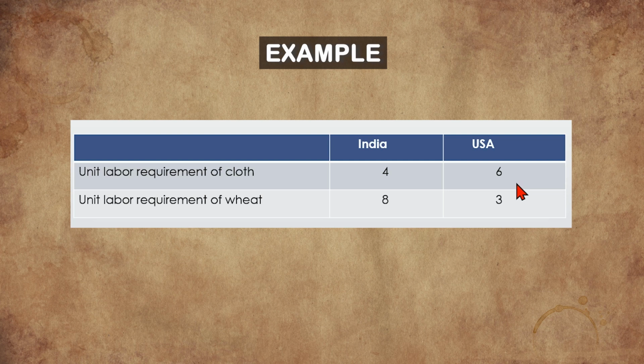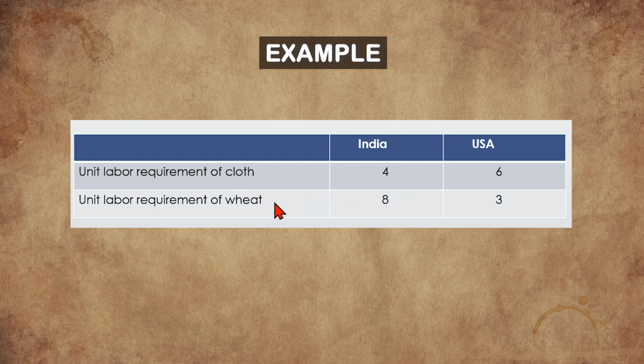So the requirement of labor in India is less than the requirement of labor in USA to produce the same amount of output, cloth. So comparing 4 and 6, since India requires less labor, it means India's labor is more productive. So here labor requirement is also a reflection of productivity. Less requirement means more productive. So from here what we can say is that India is relatively efficient in producing cloth compared to USA.